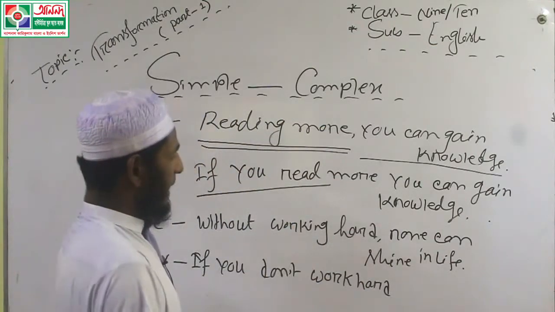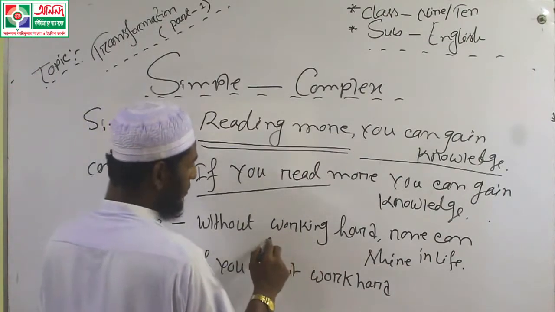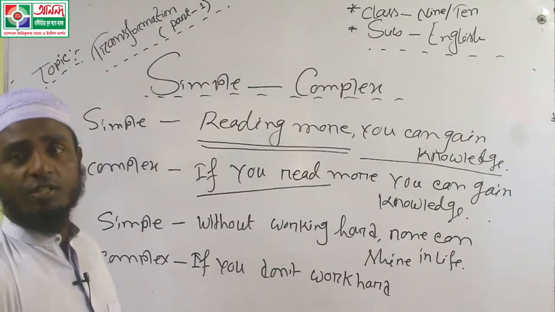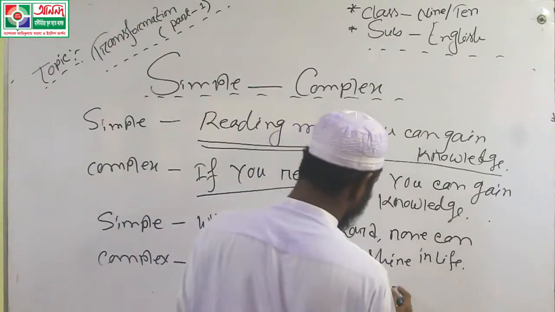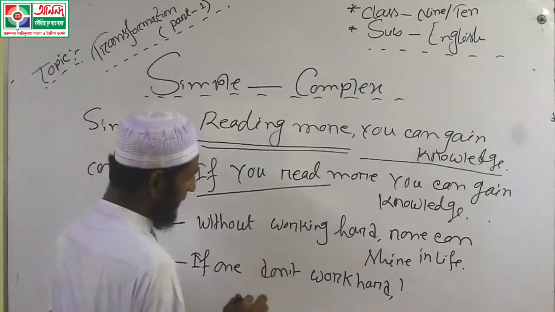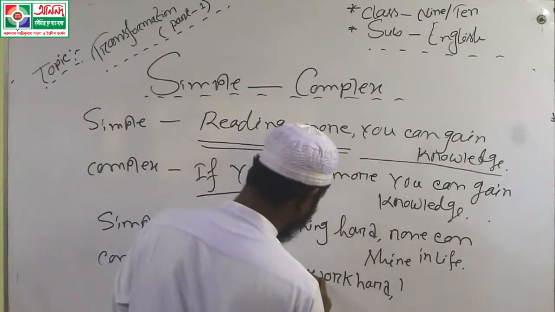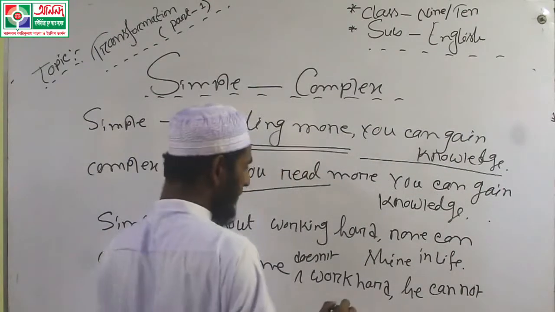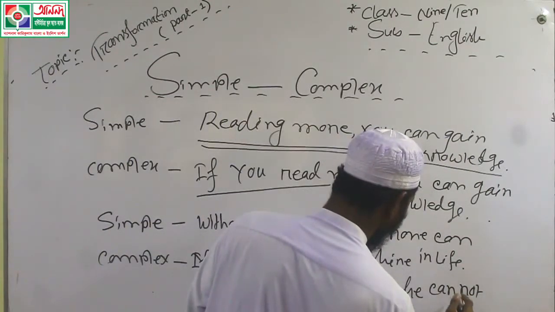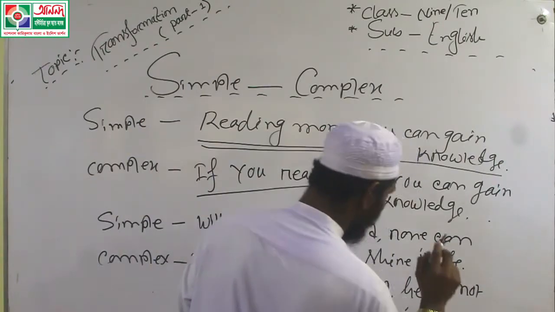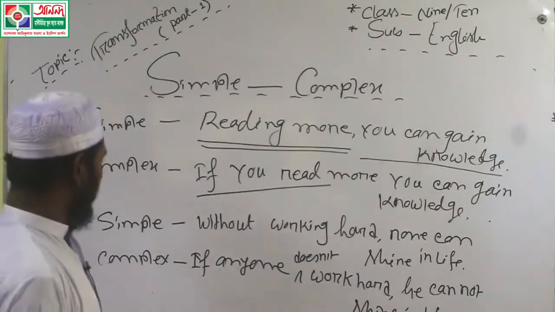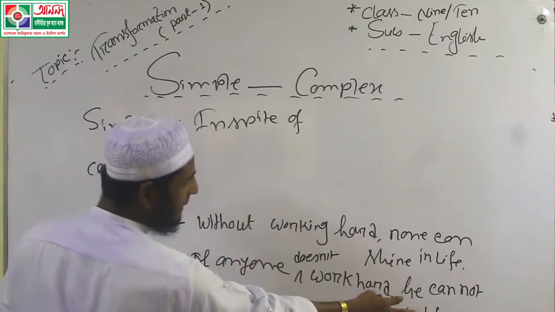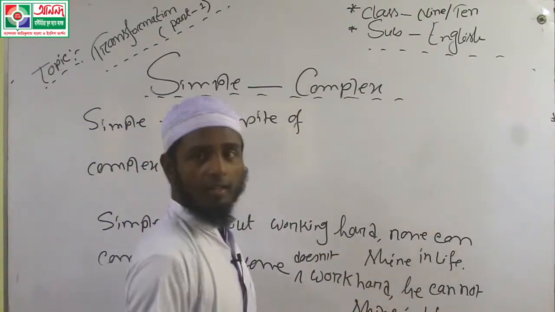Dear learners, I have said that in a simple sentence you have to use a noun, but in a complex sentence you have to use an adjective. Okay, if anyone doesn't work hard, he or they cannot shine in life. Next, in place of none, you have to use he or they.